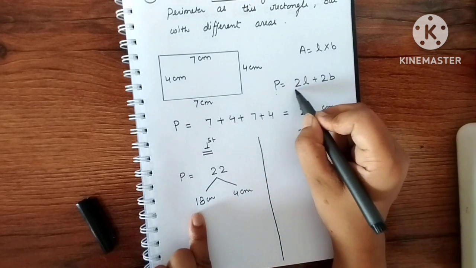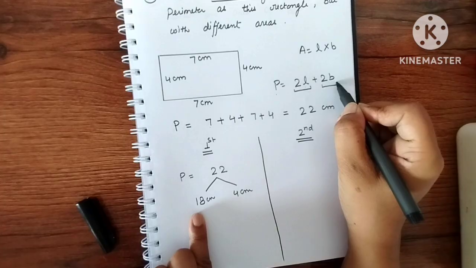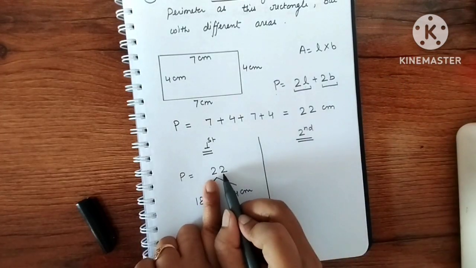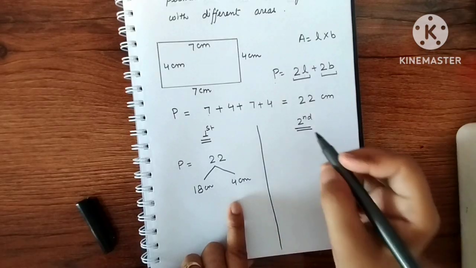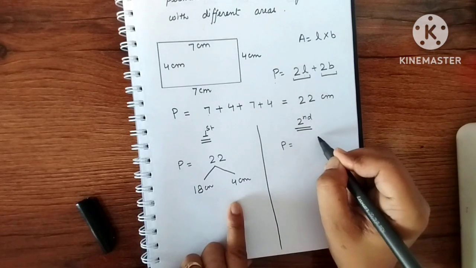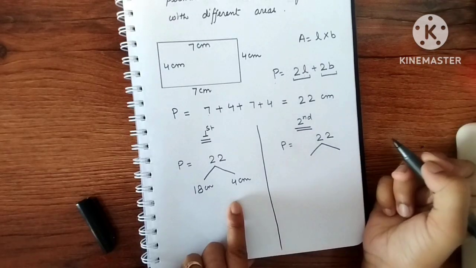See, perimeter is the sum of 2 times L and 2 times B. So what did I do? I just broke this 22 into 2 parts, 18 and 4. In the same way, I will do here again 22. Now break this again into 2 parts.